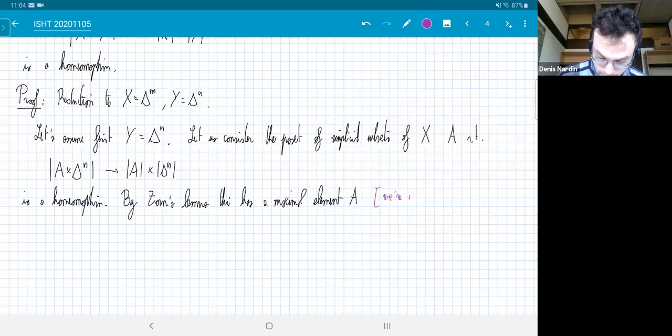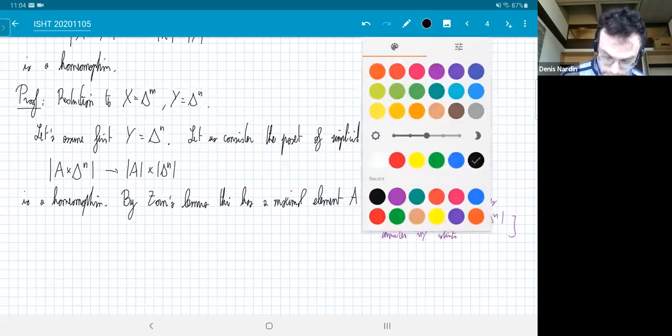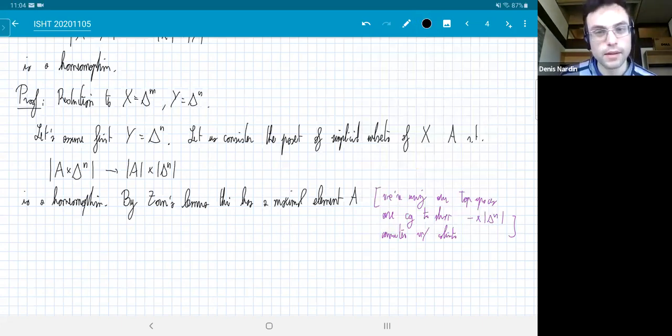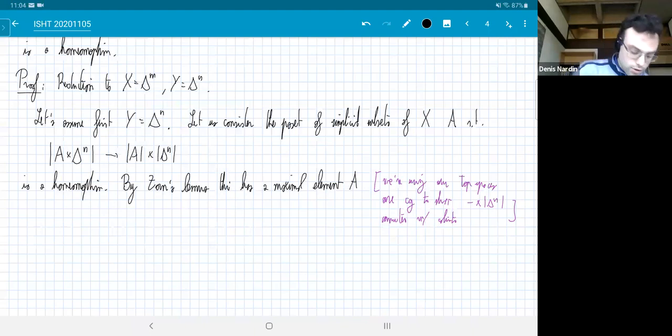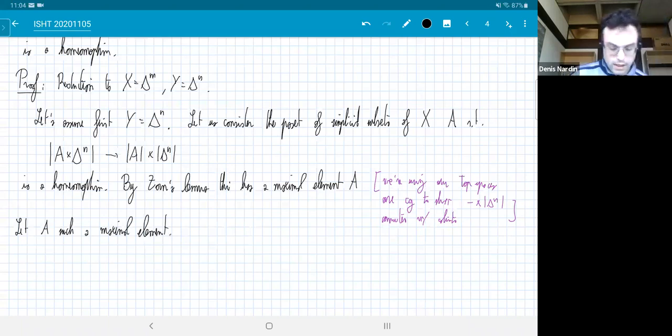We are using compactly generated spaces to show that the geometric realization of delta n commutes with colimits. But that's a minor point, just for the sake of being precise. So let A be such a maximal element. If A is X, we won. Hey, that was easy.